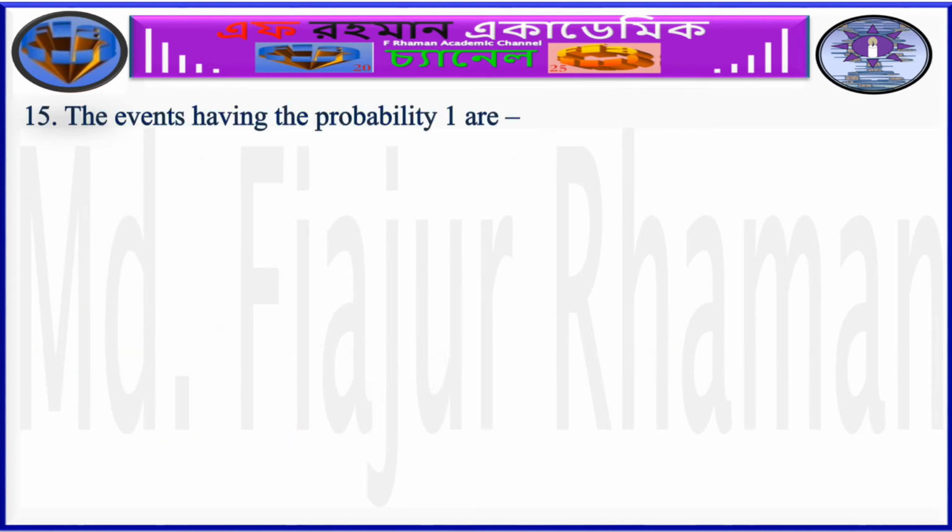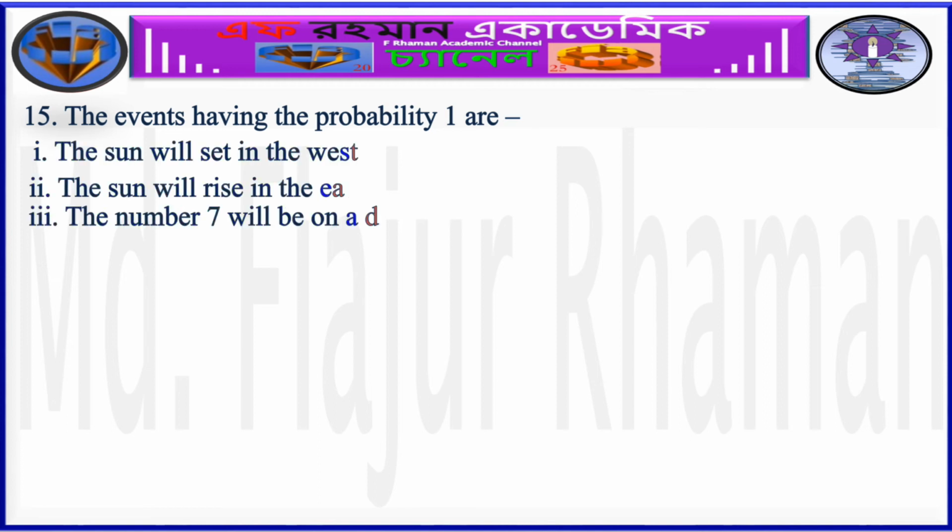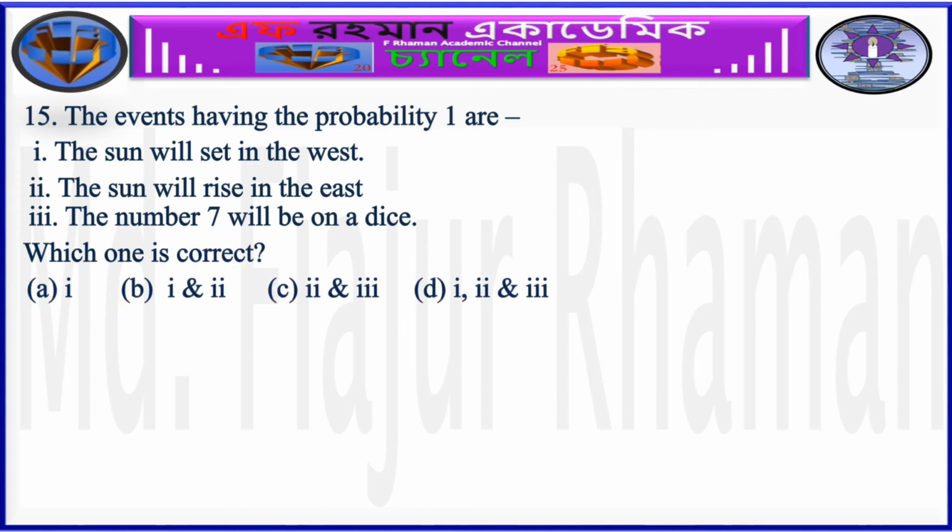MCQ 15. The events having the probability 1 are 1. The sun will set in the west. 2. The sun will rise in the east. 3. The number 7 will be on a dice. Which one is correct? A. 1. B. 1 and 2. C. 2 and 3. D. 1, 2 and 3.